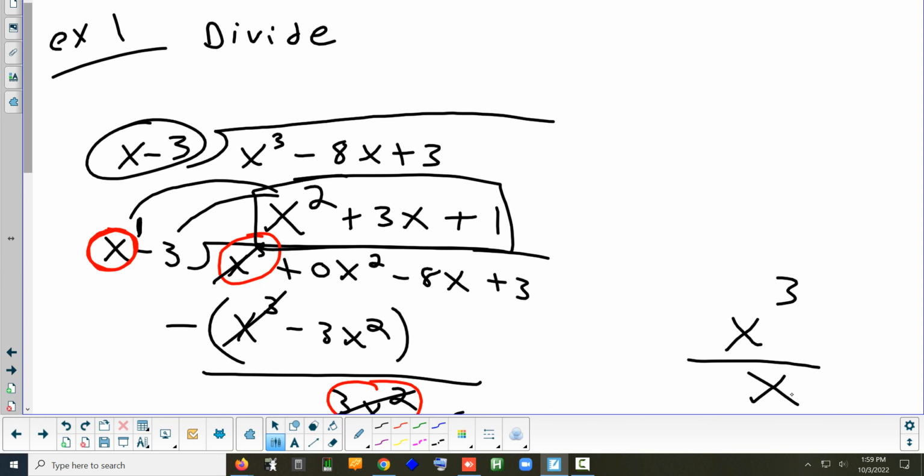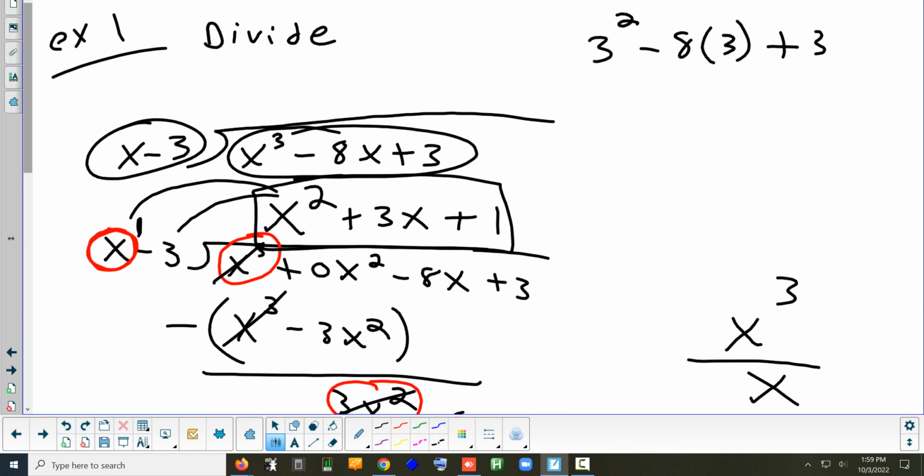Look at the divisor. What's the number that comes after the minus sign in my divisor? A 3. Okay. The divisor is x minus 3. The number after the minus sign is a 3. Let's plug 3 into what I just circled and watch what happens. You get 3 cubed minus 8 times 3 plus 3. 3 cubed. Right, so all I'm doing is filling in a 3 for x.